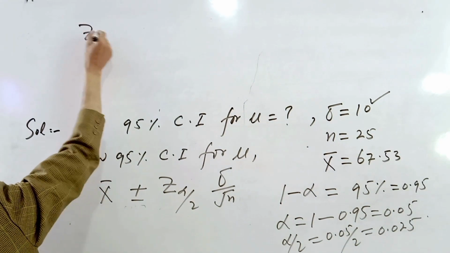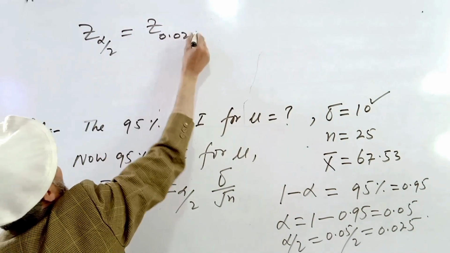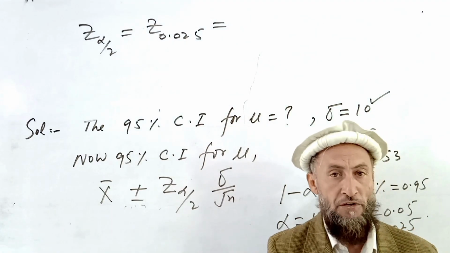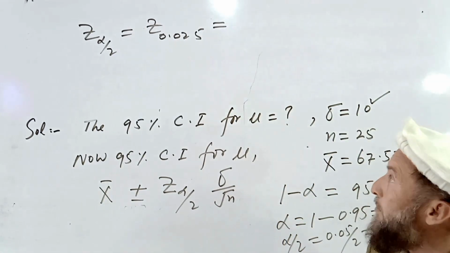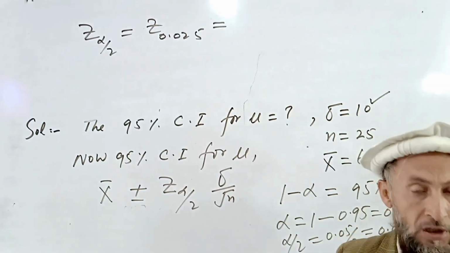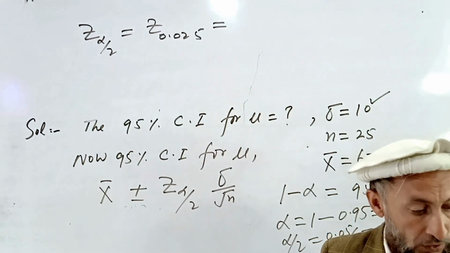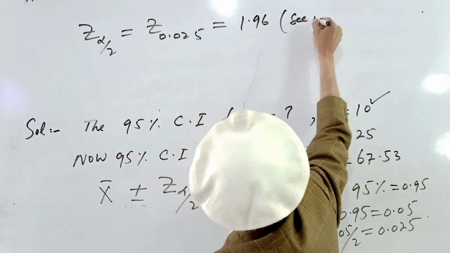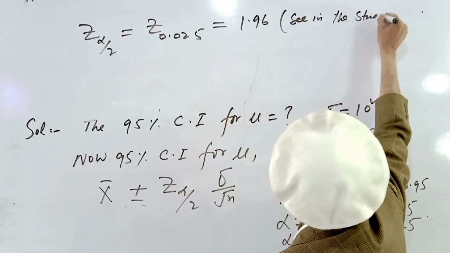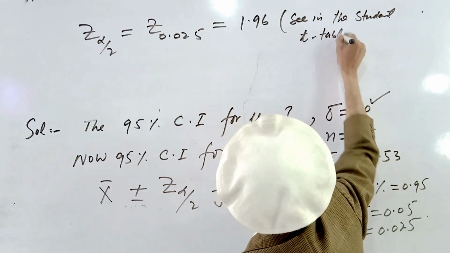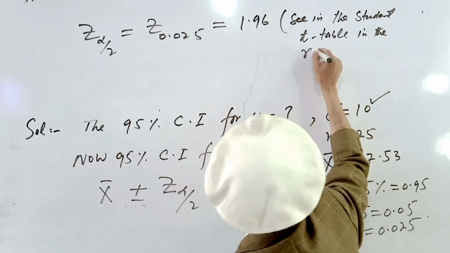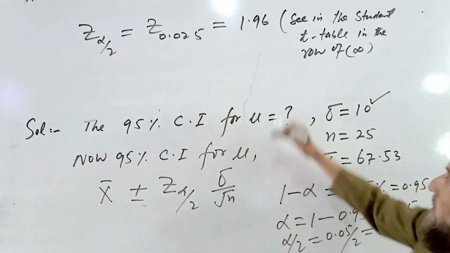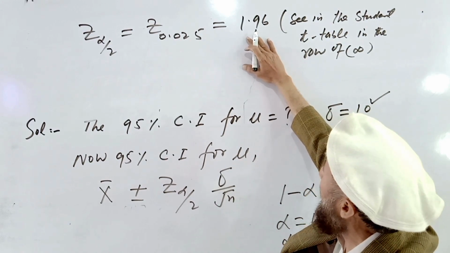We check this Z value, Z 0.025, in the Student t distribution table available on page number 244 in this book, Statistics Part 2. This value is available in the last row of the table, the infinity row. If you check the infinity row, this value is available: 1.96.